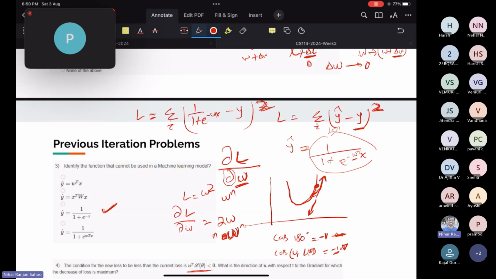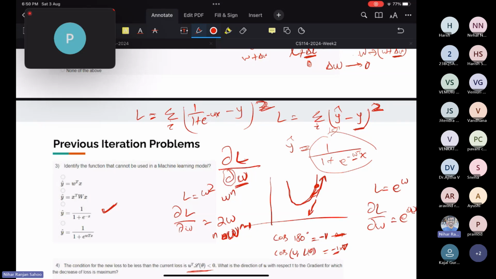NW into n minus 1. What I'm saying? NW into n minus 1 to the power n minus 1. So there are different equations for differentiation. Let's say L equal to e to the power W. Then del L by del W will be the same, e to the power W. So how are we getting these values?